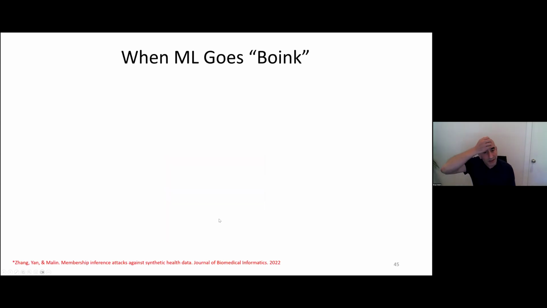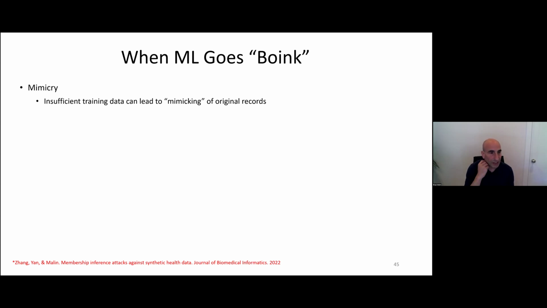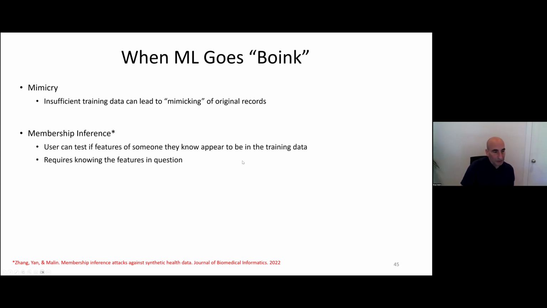So what's going on here? This is where machine learning kind of goes boink. What exactly is happening is that there are times when you can just have mimicry with these synthetic data generators. Part of the reason this can happen is that if you don't have sufficient training data, then you can end up in a collapsing situation, and you can end up with a model that is just like the original data. That's not so difficult to test for.